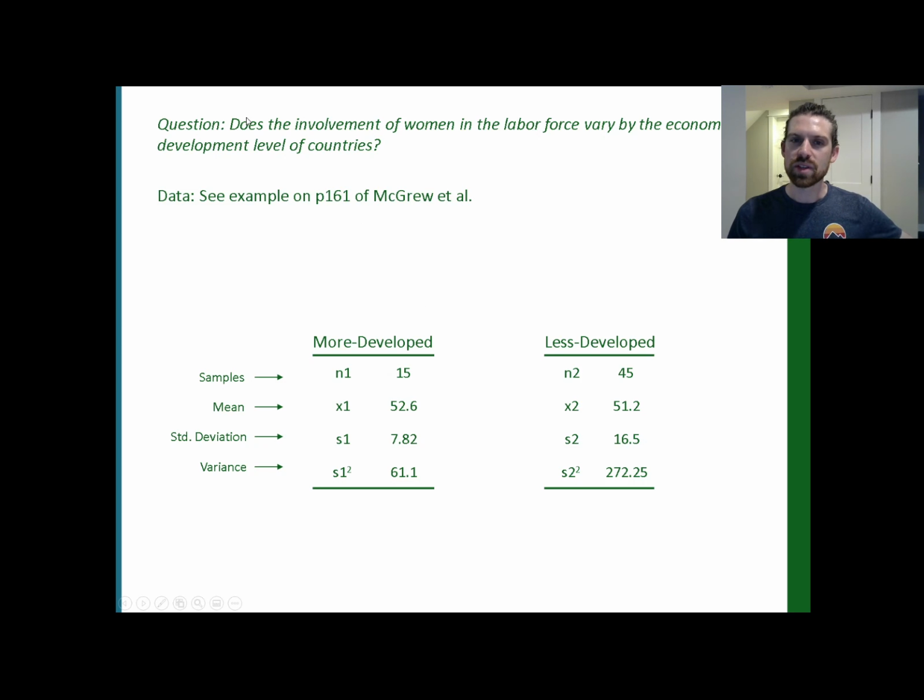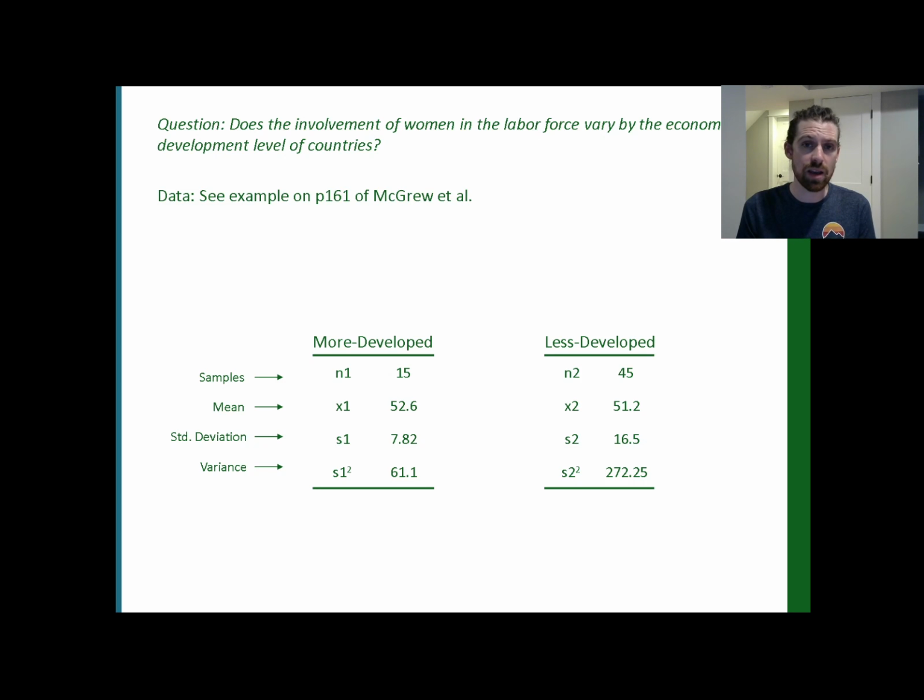Here's an example, and this example is taken from the book. It's the McGrew et al. book, page 161, and basically the question is, does the involvement of women in the labour force actually vary depending on the level of economic development of the country? Okay, so economic development is widely measured by income groups.